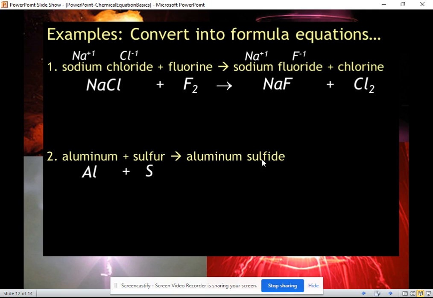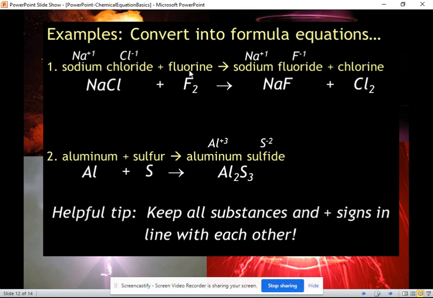Now, aluminum sulfide, this is where I've got to use my charges to figure out what aluminum sulfide is. So again, I know that it's ionic because there's no prefixes. So aluminum has a charge of +3, sulfur has a charge of -2. Cross charge them, you get Al2S3. Again, not balanced, but that's okay.